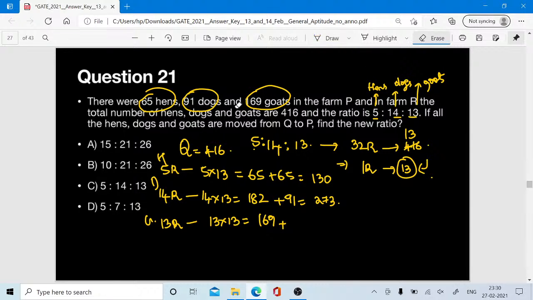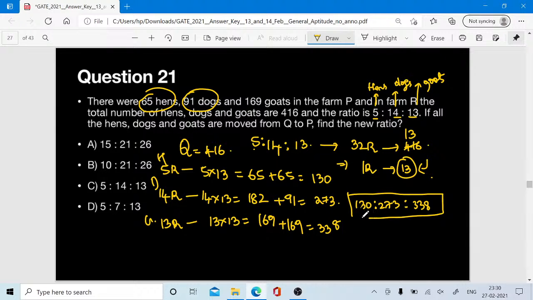Wait a minute, I did a wrong circle. Okay, 169 only, right? 169 plus 169. So this is going to be 9 plus 9, 8. 16 plus 16, 32. 32 plus 1, 33. 338 हो रहा है. So let us write this down now. 130 is to 273 is to 338, right?